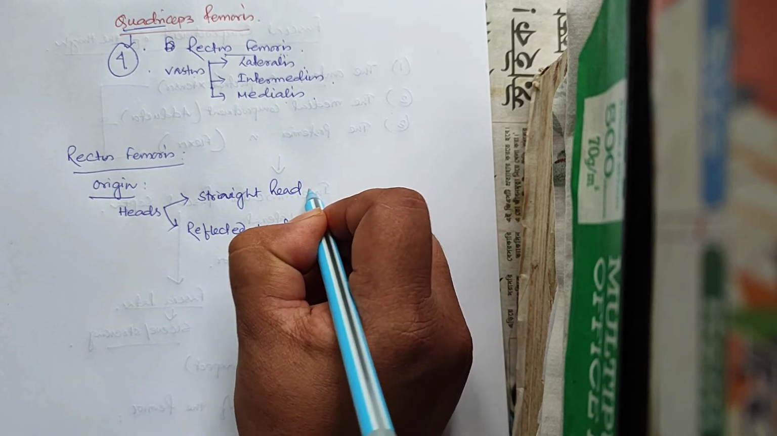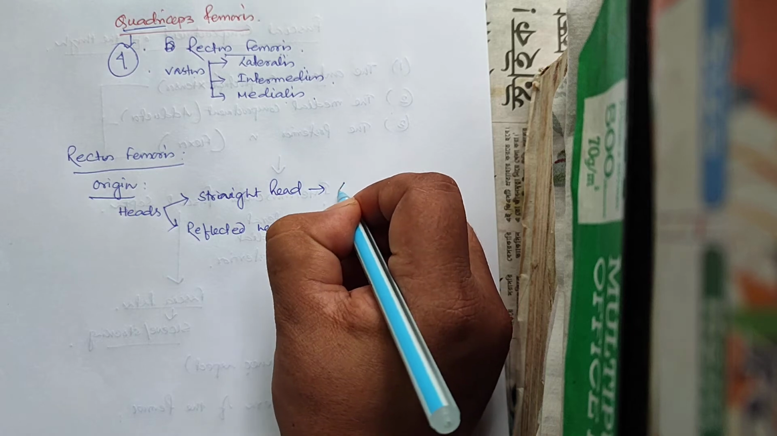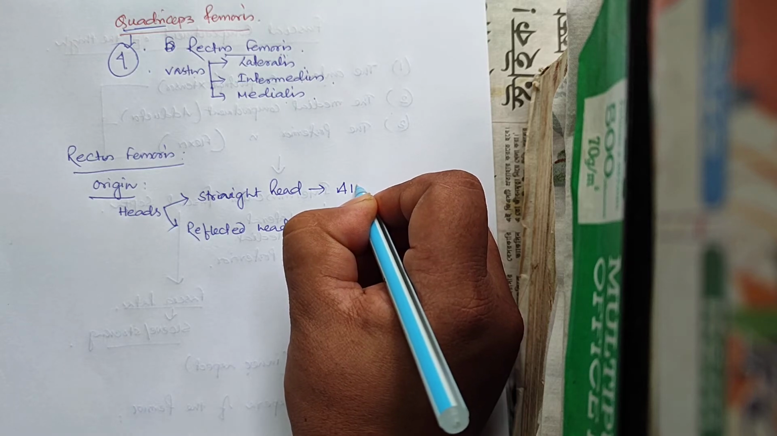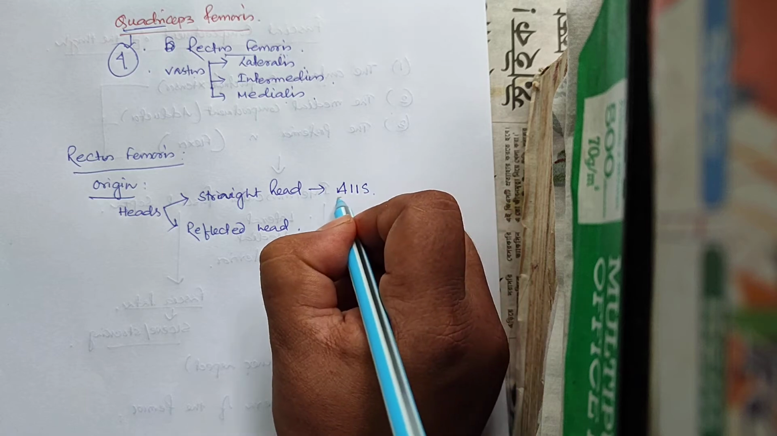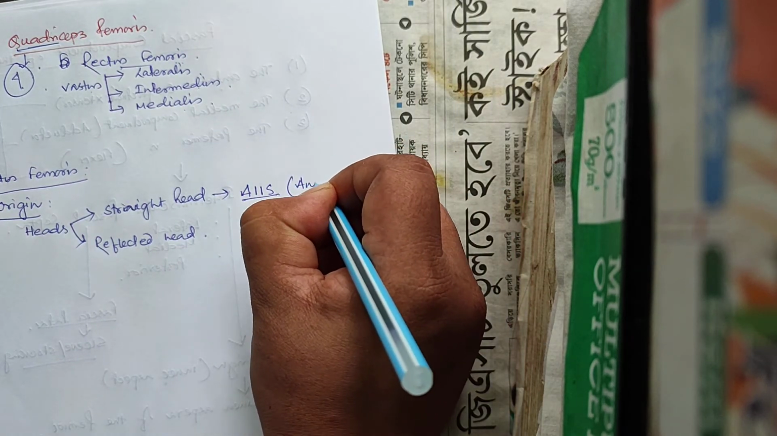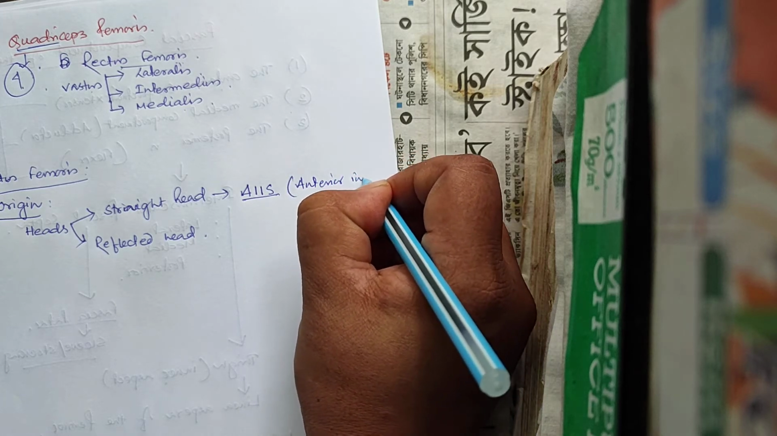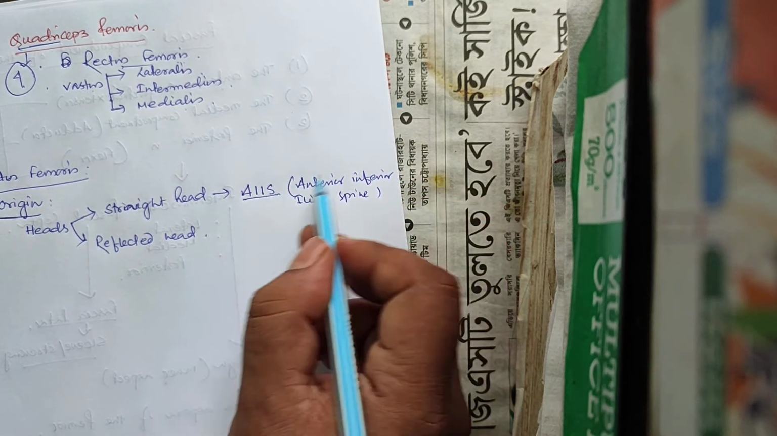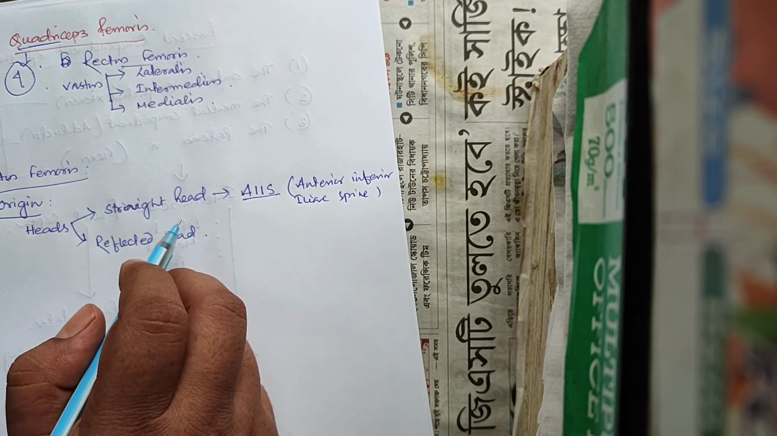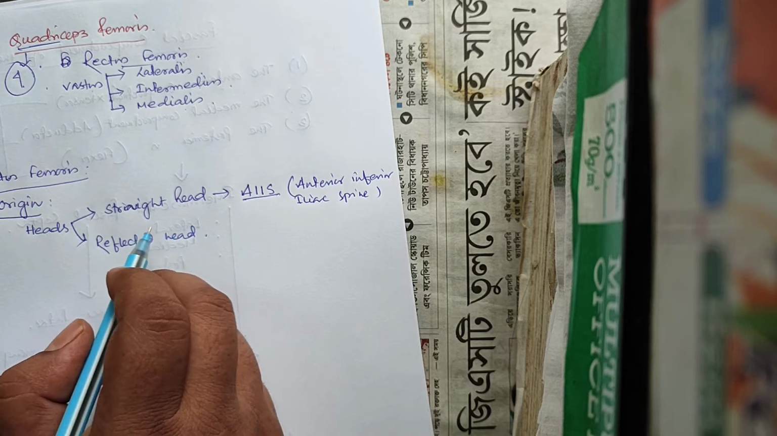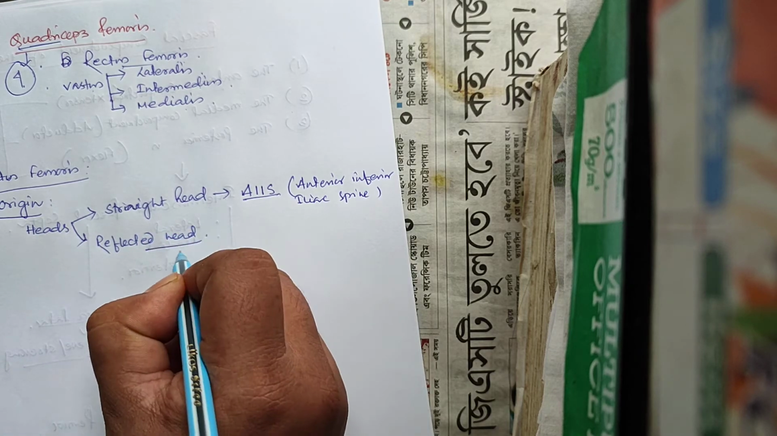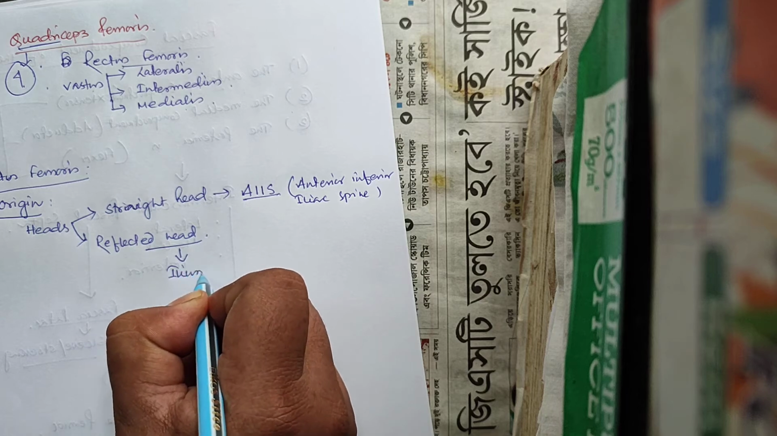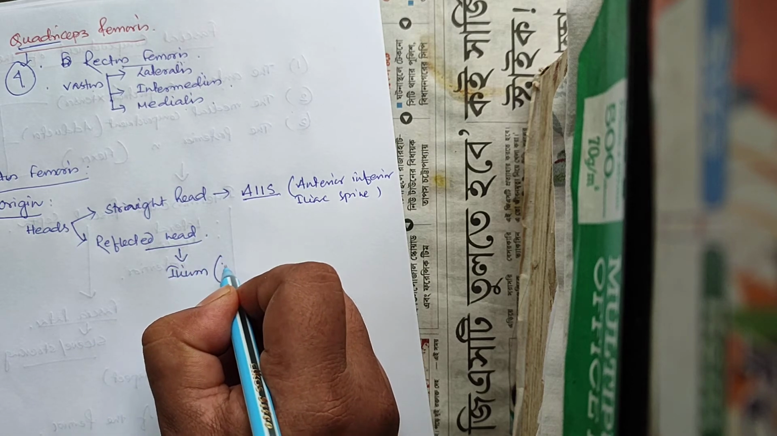The straight head arises from the anterior inferior iliac spine, AIIS. The straight head arises from the anterior inferior iliac spine, and the reflected head arises from the ilium just above the acetabulum, the ilium of the hip bone, just above the acetabulum.